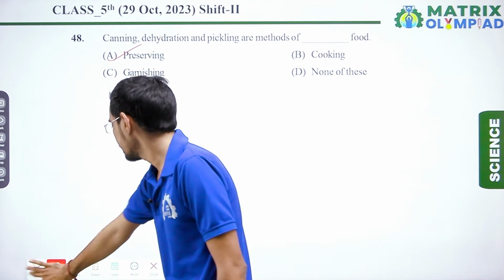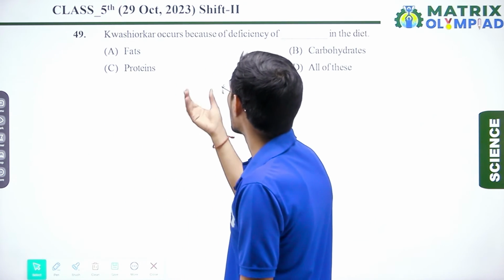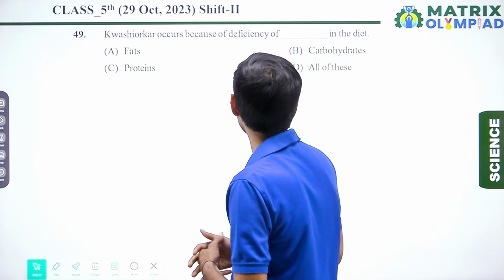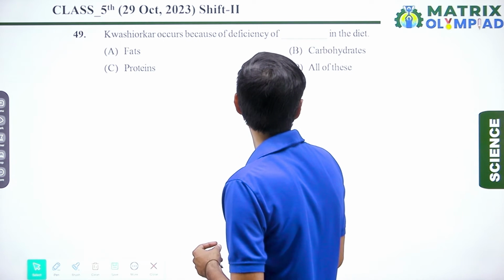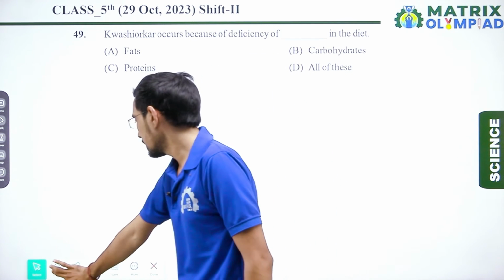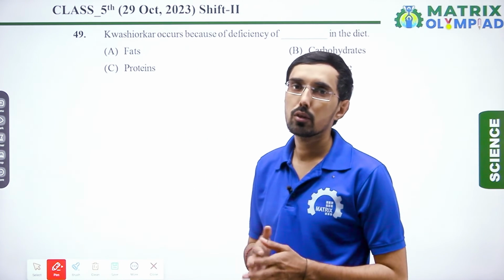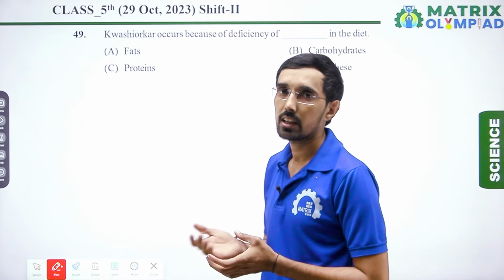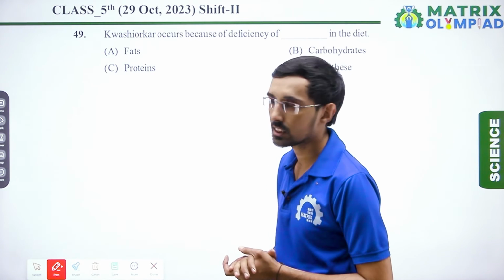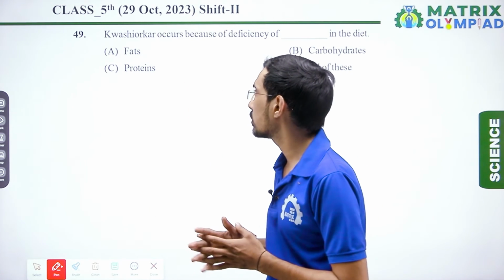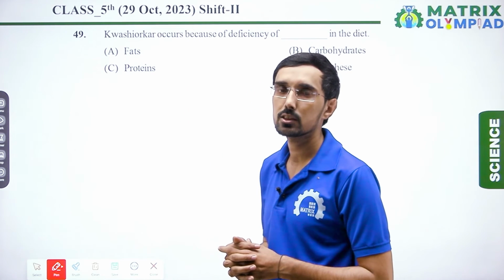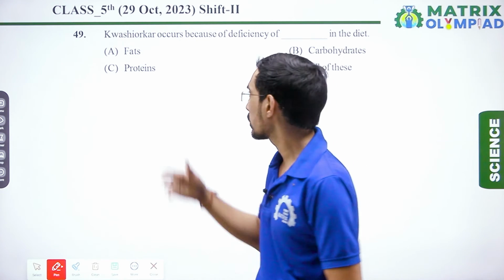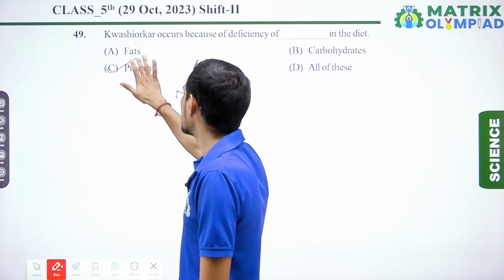Next question. Kwashiorkor occurs because of deficiency of dash in the diet. It is a kind of deficiency disease, and it occurs because of a deficiency of proteins. There is also another protein deficiency disease known as marasmus. So our correct answer will be option C.